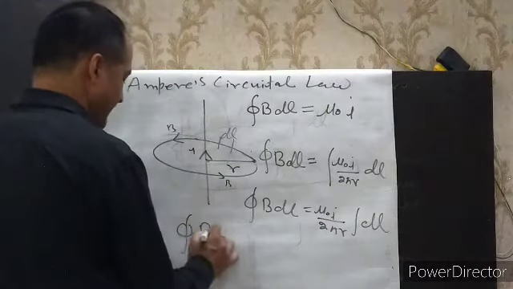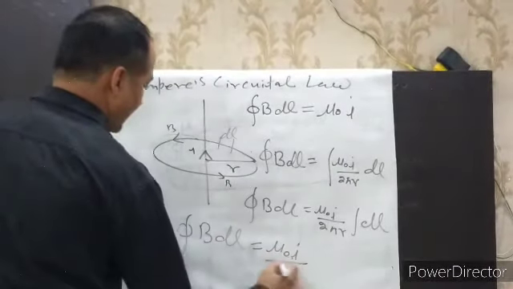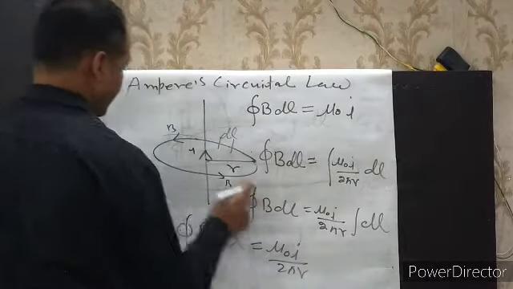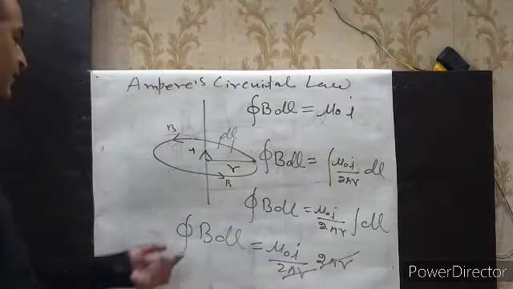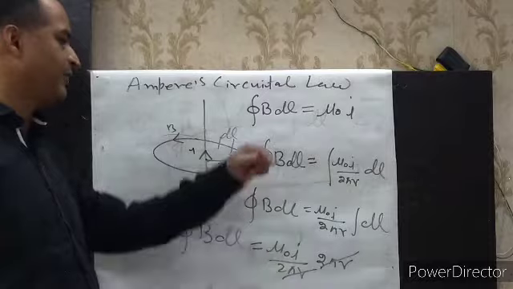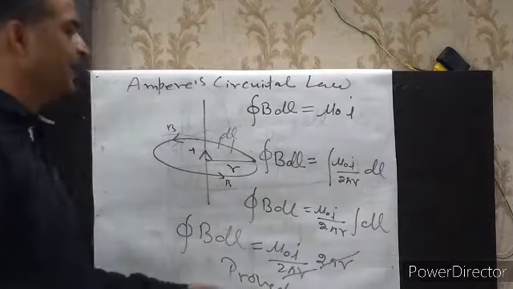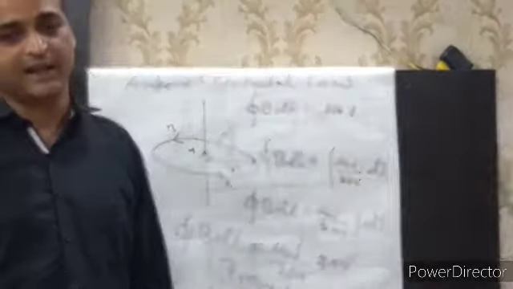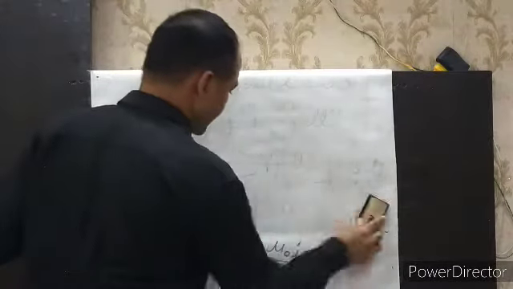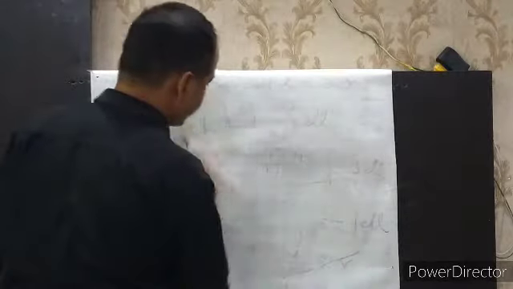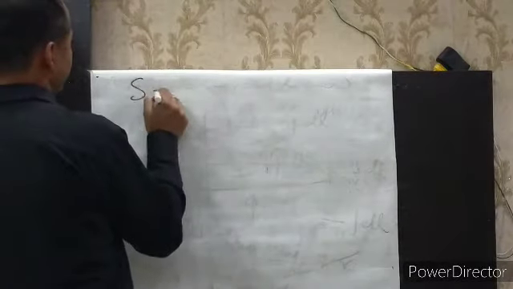Then the closed integration of B dl is equal to mu naught I upon 2 pi r times the integration of dl, which is 2 pi r. The r cancels. What are you getting? The integration of B dl is equal to mu naught I only. This is the proof of Ampere's circuital law. Now you know what Ampere's circuital law is: the line integration of magnetic field is mu naught times the total current flowing in the circuit. Clear? So this is Ampere's circuital law. Now we will study the solenoid.